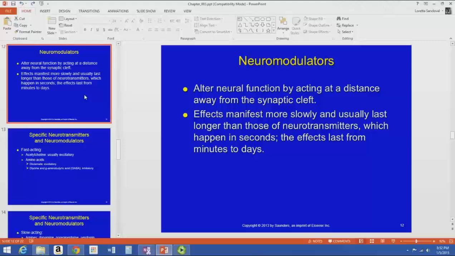So really the main thing I want you to get, when you compare neurotransmitters and neuromodulators, is that neurotransmitters happen fast, their effects happen fast, and they don't last as long. Neuromodulators, the effects are a little more slow and they last longer. Okay, that's all I want you to get on the distinction between the two.